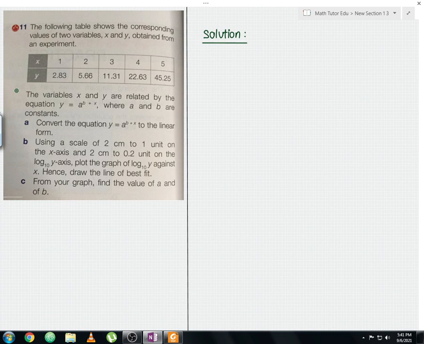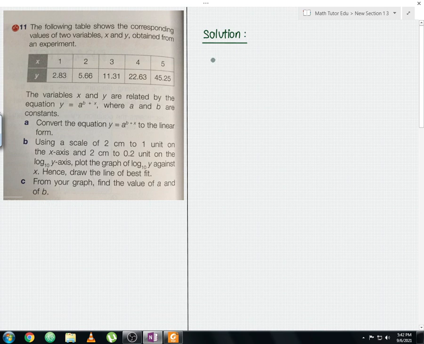Continue to read the question. For part A, convert the equation y equals a to the power of b plus x to the linear form. Part B, using a scale of 2 cm to 1 unit on the x-axis and 2 cm to 0.2 unit on the log 10 y-axis, plot the graph of log 10 y against x. Hence, draw the line of best fit. For part C, from your graph, find the value of a and b. Okay, so this is the overall question.